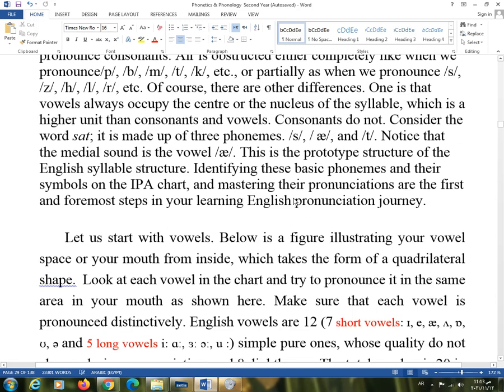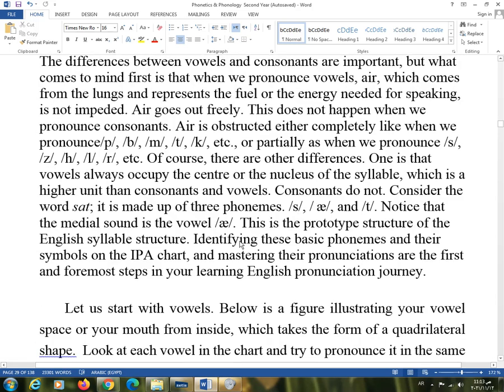Another very important difference, by the way, is that consonants do not come in the center of English syllables. We cannot make syllables without vowels. There must be a vowel in the middle of the syllable, which represents the nucleus or the peak of this syllable. For example, the word said is a syllable. In the middle we have the vowel e. We cannot put a consonant in the middle, for example, s or t.